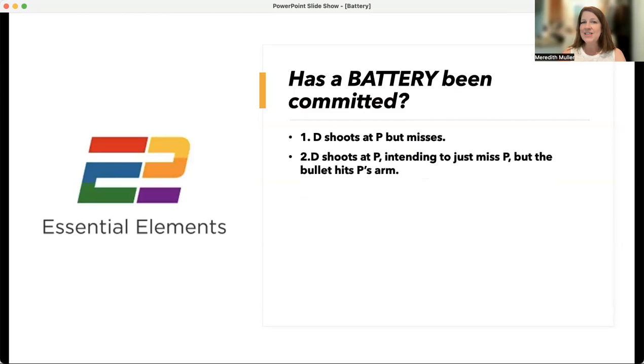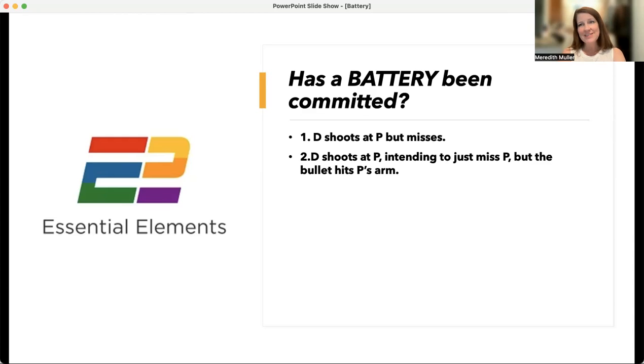What about defendant shoots at plaintiff, intending just to miss the plaintiff, but the bullet hits plaintiff's arm? This one's a little tricky. Let's go through our elements. We have an intentional shooting, but do we have intentional contact? The bullet did hit plaintiff's arm, but the defendant didn't mean to hit plaintiff's arm. He meant to miss. Maybe he just intended to scare the plaintiff. Maybe he intended an assault. We'll talk about assault later. But maybe he intended an assault, but he ended up committing a battery.